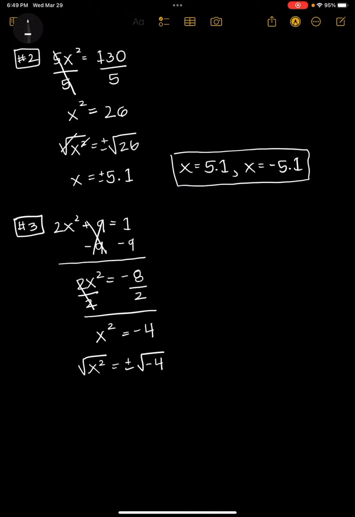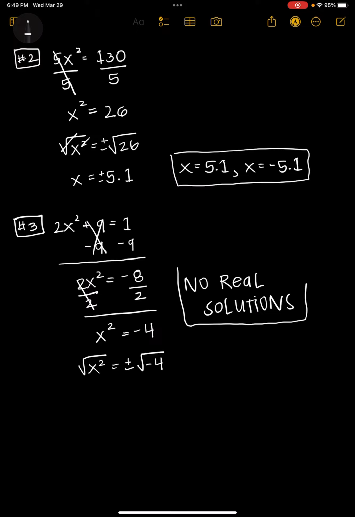And the reason why is because we can't. Math does not square root negative numbers. And so anytime we have to square root a negative number, it doesn't make sense. It's not real. And so my answer here is that there are no real solutions, because I cannot square root a negative number.